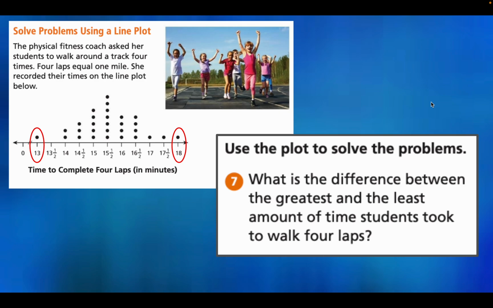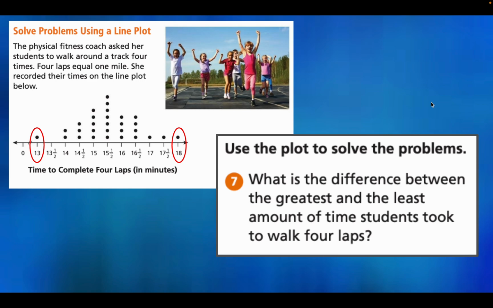All right, on the back side. Now we're going to look at a line plot. So we have the physical fitness coach asked her students to walk around a track 4 times. 4 laps equals 1 mile. She recorded their times on the line plot below. Okay, so number 7, use the line plot to solve this.